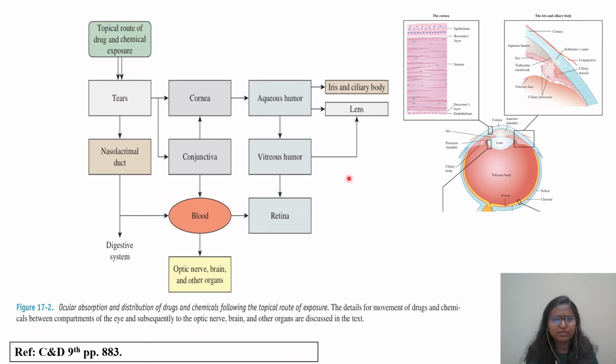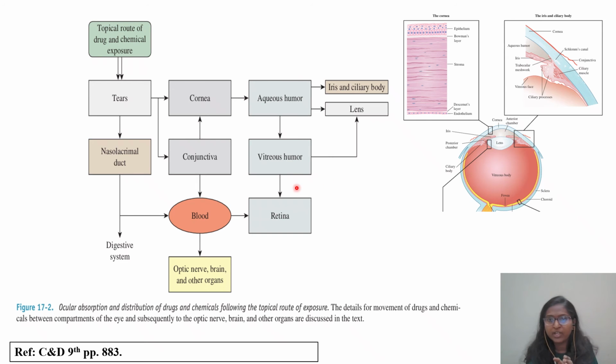So just go through this particular decision tree or flow diagram, I will say, of the topical route of drug and chemical exposure. The flow of the drug or chemical might be through tears or the nasolacrimal duct. Then it will enter into the digestive system. It might reach into systemic circulation. So whenever you are applying a certain chemical in your eye, it is not only causing local toxicity, it is also causing systemic toxicity. How is it entering the systemic circulation? Either through tear or nasolacrimal duct, cornea, right? Aqueous humor, iris and ciliary body. So like this, you try to remember this flow diagram.